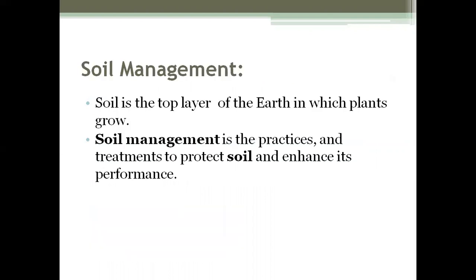Yes, in today's session, we will learn some other factors affecting agriculture. Number one is soil management. What do you mean by soil management? Soil is the top layer of the earth in which plants grow, and soil management is actually all the practices and the treatments to protect soil and enhance its performance.